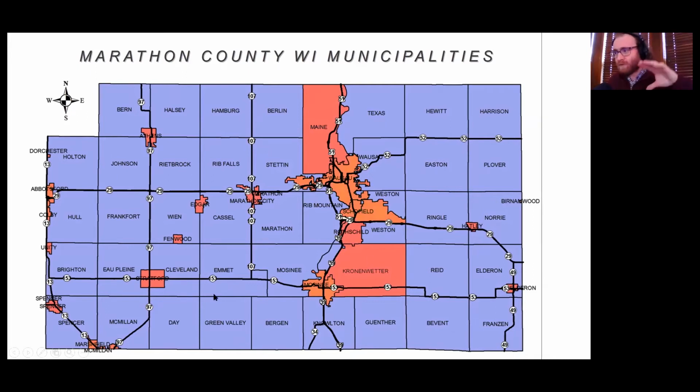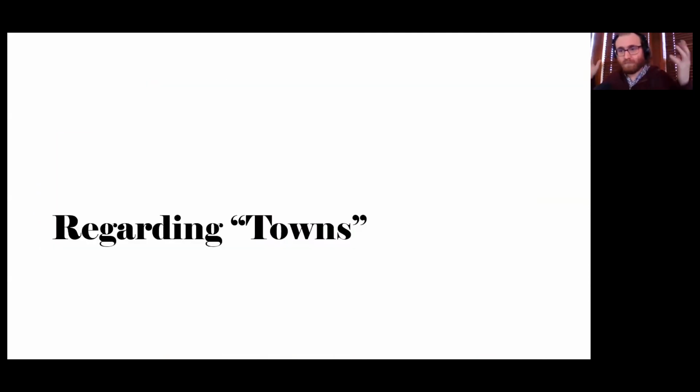But you have a couple different levels here, right? You have the towns, the cities, and the villages. So in yellow, we have cities. Red is the villages, and blue are the towns. Before I get much further, though, we should probably define a town, because it's not quite as straightforward.